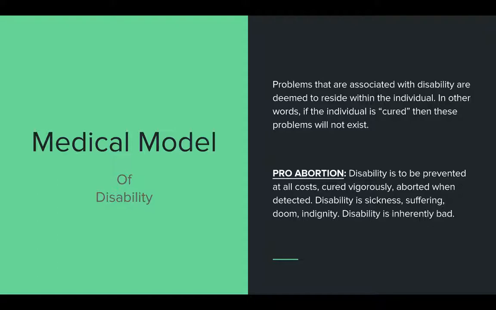Evidently, the medical model would support selective abortion with Down syndrome babies. Disability is to be prevented at all costs, cured vigorously, and most importantly, aborted when detected. Those that adhere to the medical model see disability as inherently bad and as something that should be eliminated immediately.